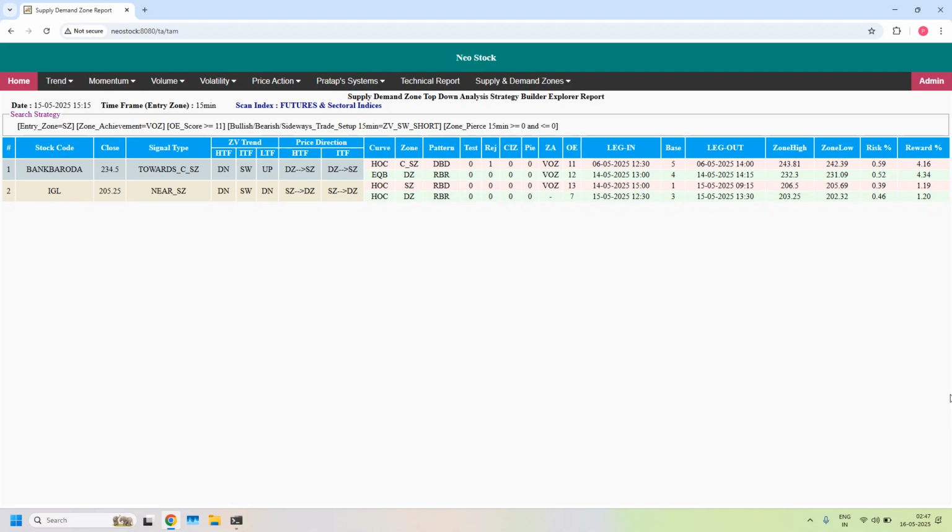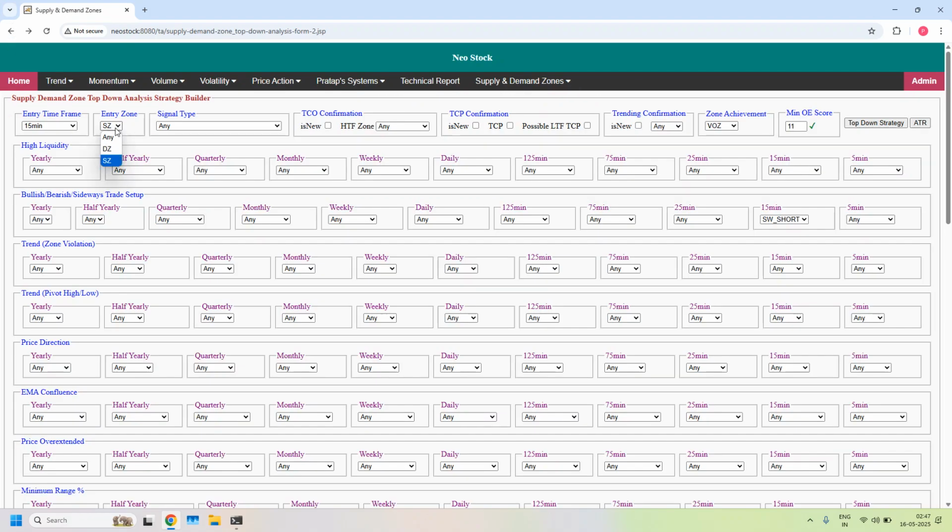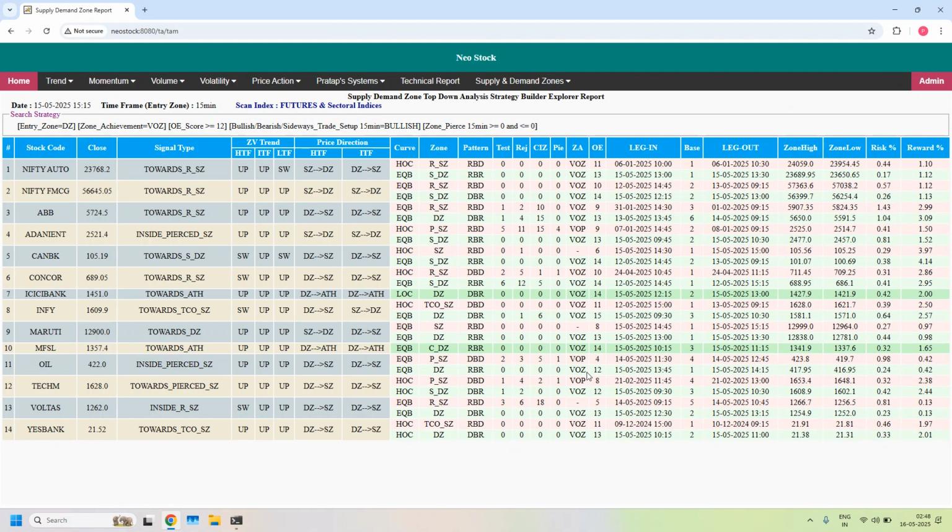Okay, next bullish trade setup for daily income trade. Entry time frame 15, but entry zone demand zone, and also here at 15 minutes I am selecting bullish. The only change in the filters is minimum order enhancer score 12. Let's filter. We got 14 stocks. Bullish trade setup for daily income trade, and entry time frame zones are 15 minutes demand zones.